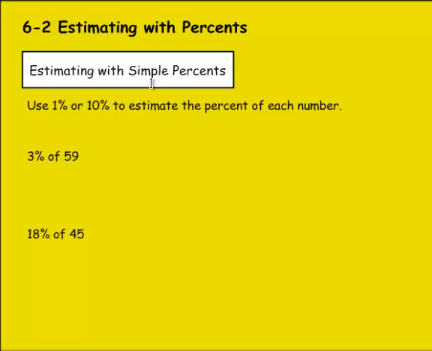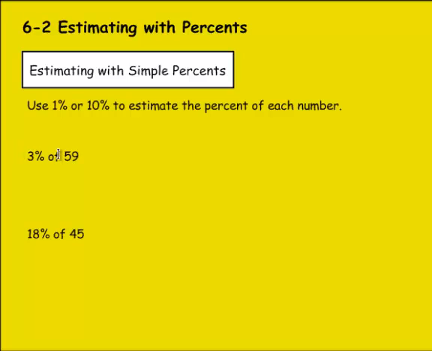Now we're going to estimate with simple percents, meaning 1% is a really simple percent, as is 10%. 1% is 1/100th of something. 10% is 1/10 of something. So for example, if I had 900, 1/10 of 900, if we move our decimal over, would be 90. That'd be 10% of 900. 1% would be, move that over again, 9. 9 is 1% of 900. That's why those are so easy to work with. You just got to move the decimals over.